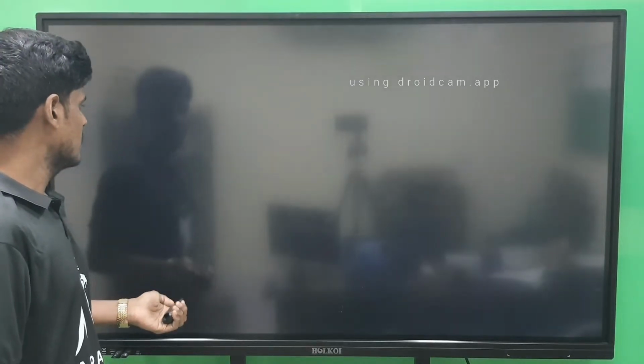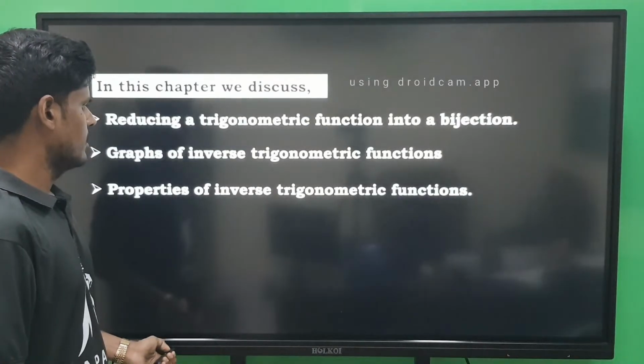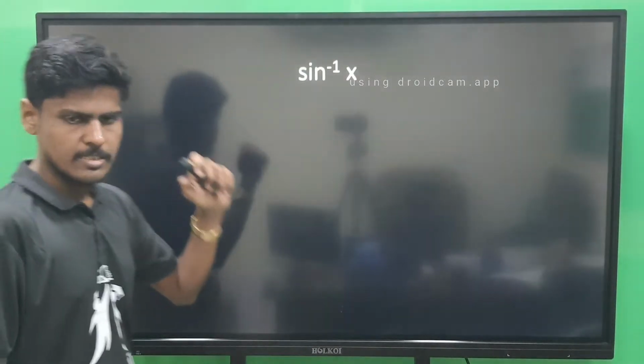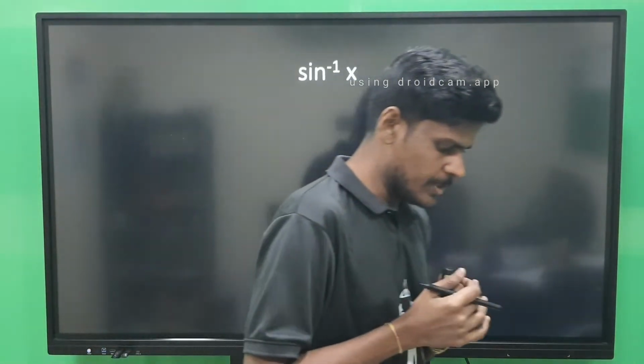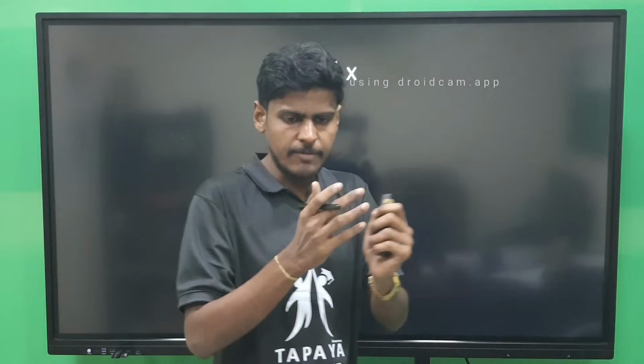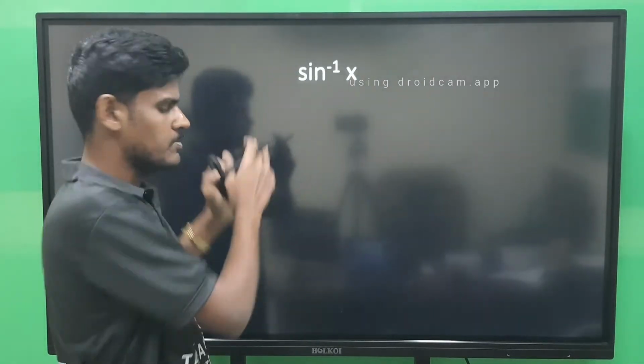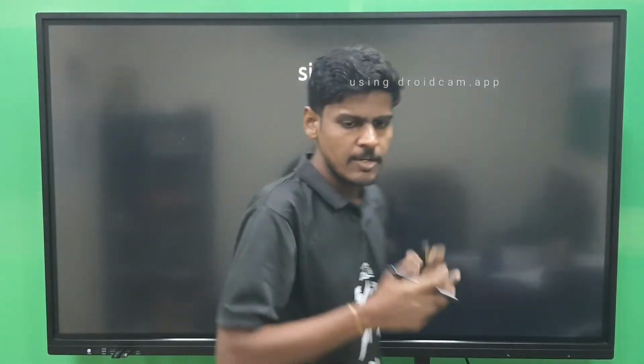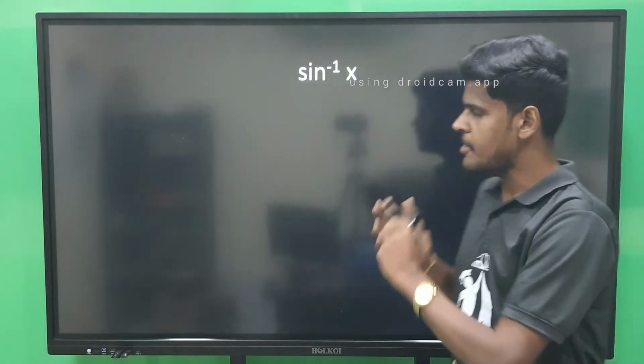First is sine inverse x. Now before going to this topic, we need to understand how to draw graphs and what the graph of sin x is. Before going to inverse graphs, first we need to know how to draw the graph of sin x.